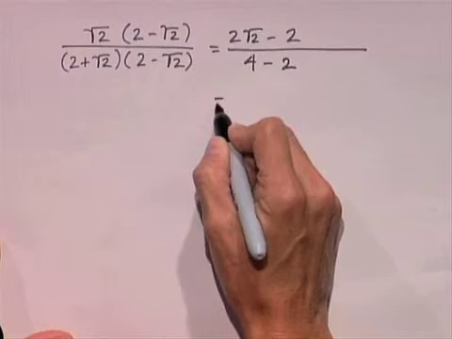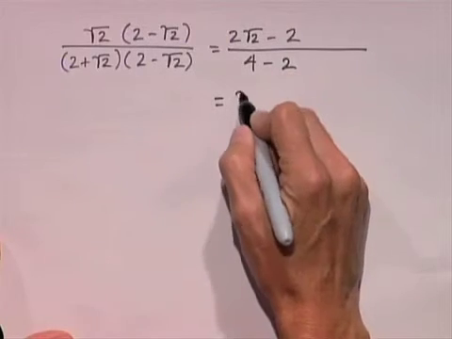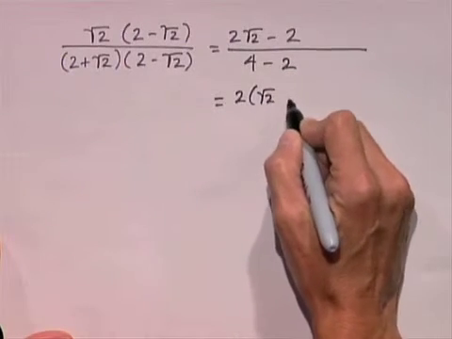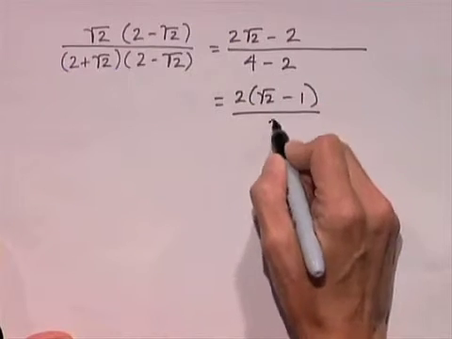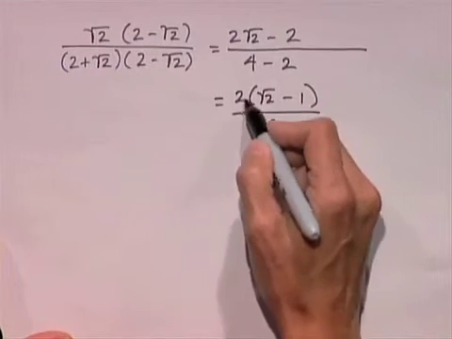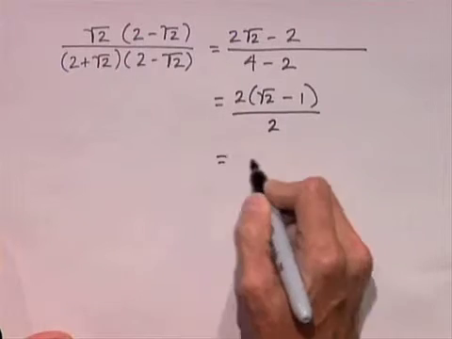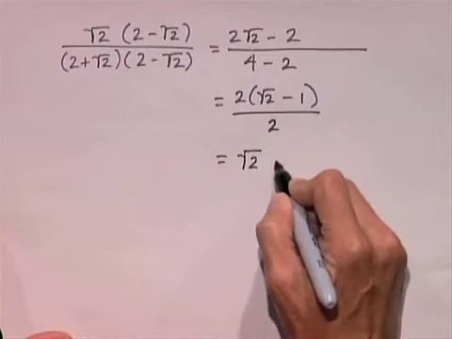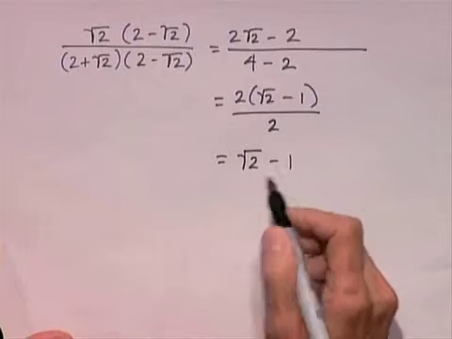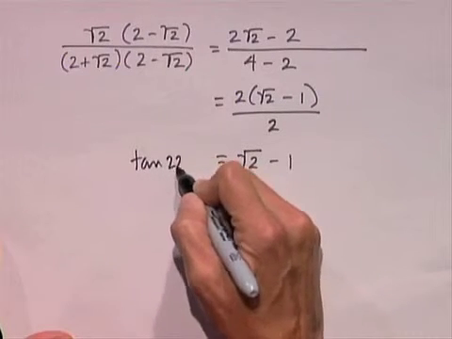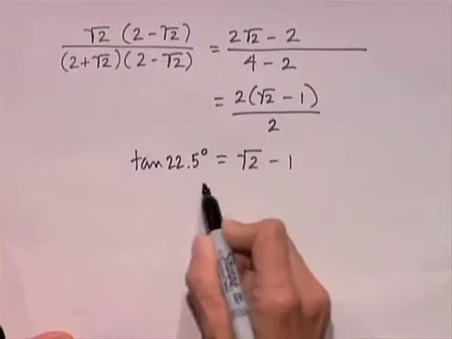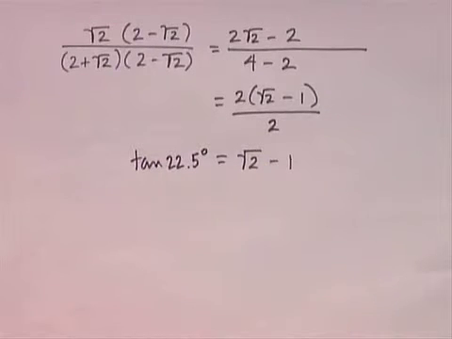Now, continuing to simplify, I'm going to factor a 2 from the numerator, and I have that times square root 2 minus 1. 4 minus 2 simplifies to 2. I'll simplify 2 over itself to 1 and end up with square root 2 minus 1. And I need to conclude then that the tangent of 22.5 degrees is the square root of 2 minus 1.